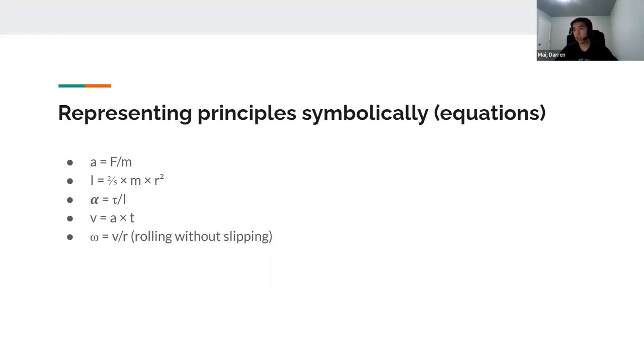Some principles that we can keep in mind while trying to find our end goals are, first of all, Newton's second law, that acceleration is going to be equal to force divided by mass. There's also the moment of inertia of a sphere spinning about its center. It's going to be equal to 2/5 times mass times radius squared. There's going to be the angular acceleration, which can be found by torque divided by the moment of inertia, which we know above. There is, of course, the definition of velocity, which is going to be acceleration times time. Then there's omega, which is going to be equal to v/r, velocity divided by radius.